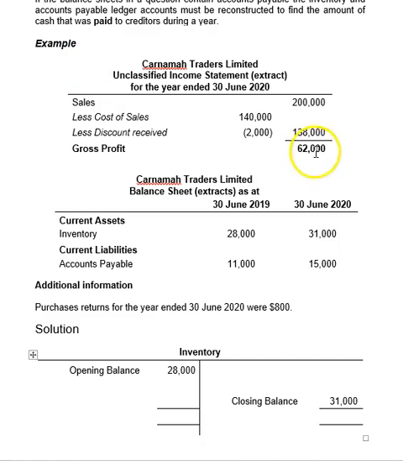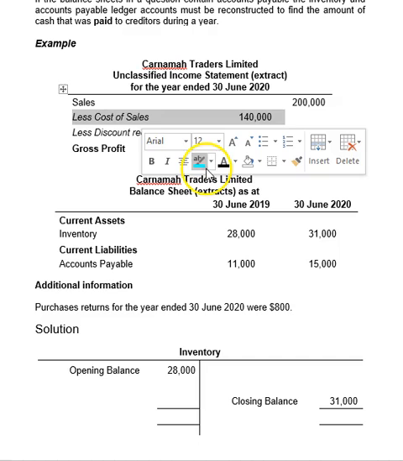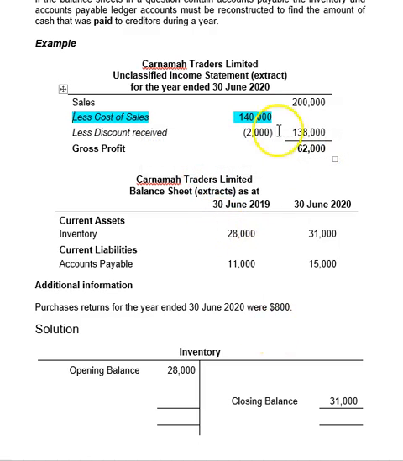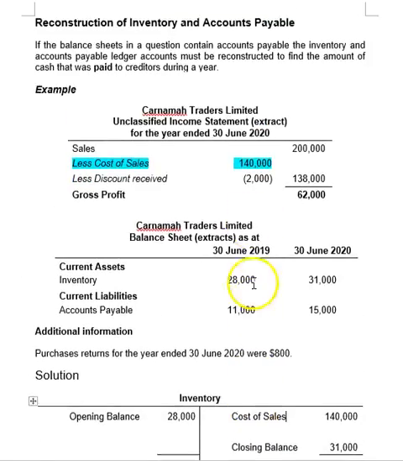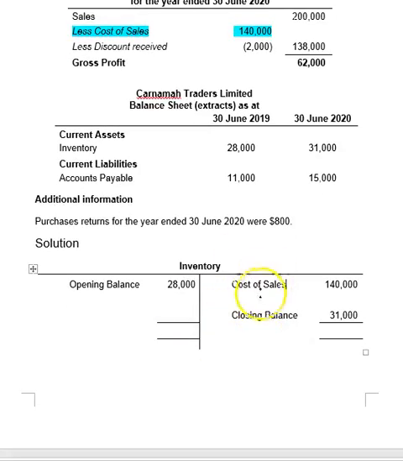Okay, so cost of sales over here will reduce the amount of inventory that we hold. So under your credit side, under inventory, key in your cost of sales, which is 140,000. Discount received here does not affect your inventory, because discount received will affect your accounts payable. Discount received won't affect your inventory.